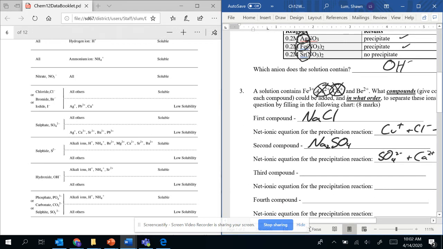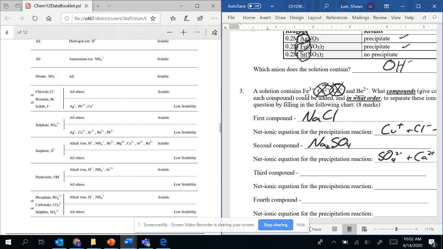Anyways, now we have only 2 things left in this solution. We have Fe and we have Be. So we need to find something that removes just one of these things right here. And I'm looking at one right now, and it looks like we see that sulfide won't remove Be, but will remove everything else. So in other words, it'll remove Fe3+.